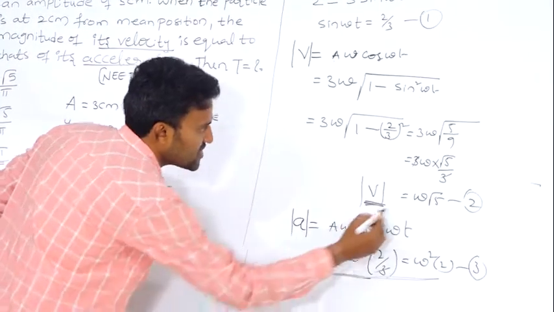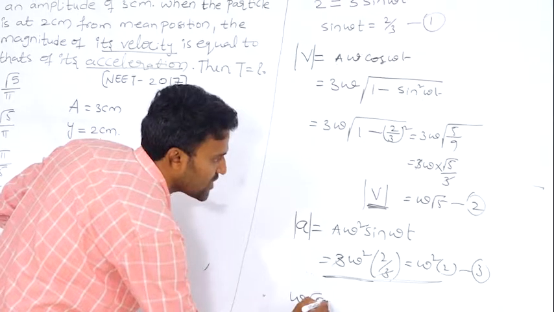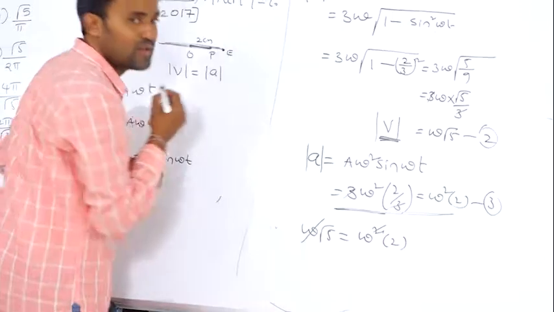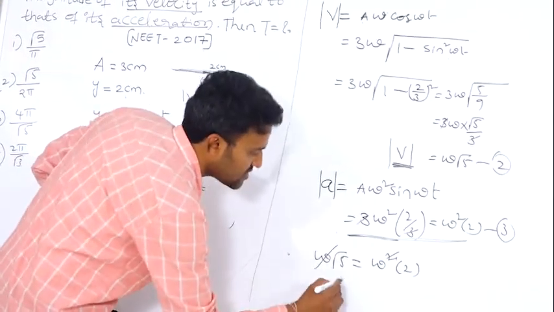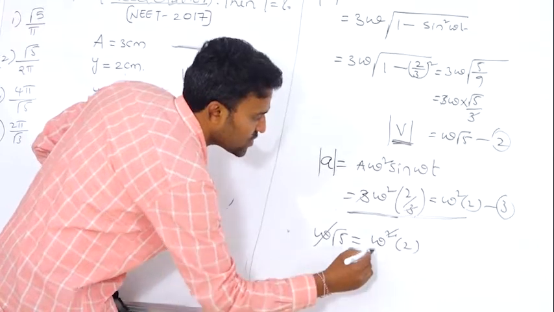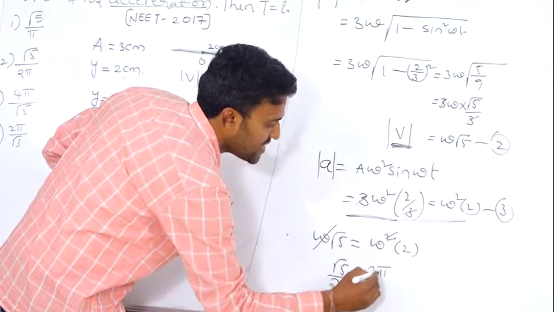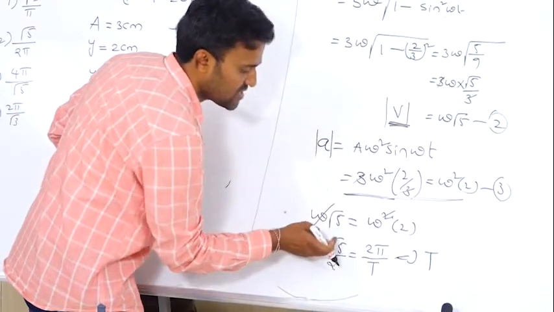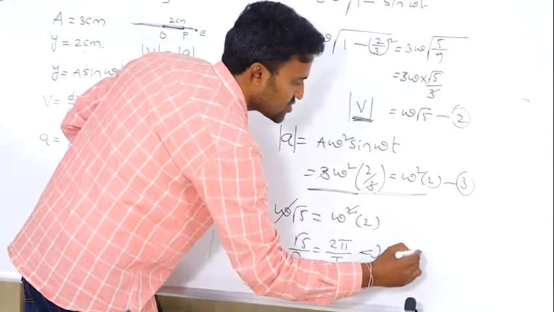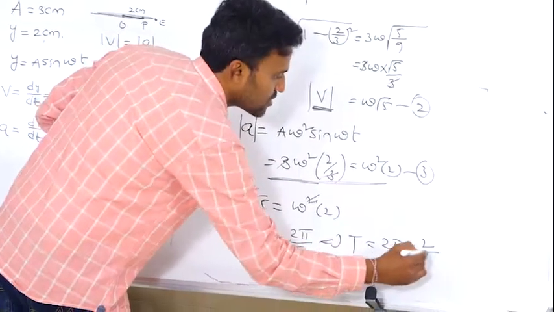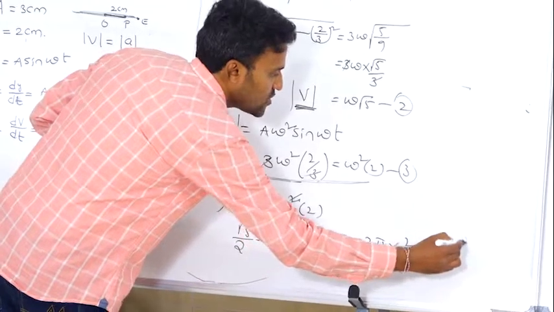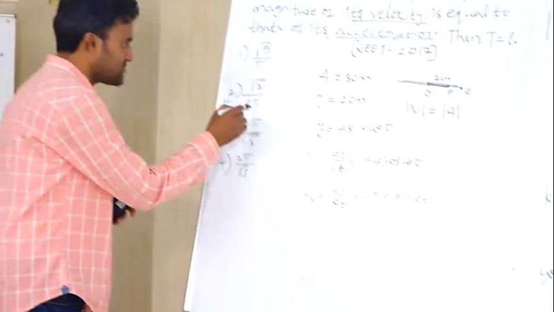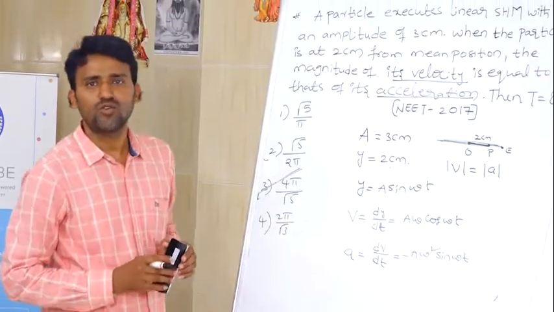If you equate these two, omega root 5 is equal to omega square 2. Omega here gets cancelled. If I take the 2 across, root 5 divided by 2. Omega means 2 pi by T. Then T I am taking this side, root 5 by 2 I am taking that side. So 2 pi 2 divided by root 5, that is equal to 4 pi by root 5. Option 3, 4 pi by root 5.